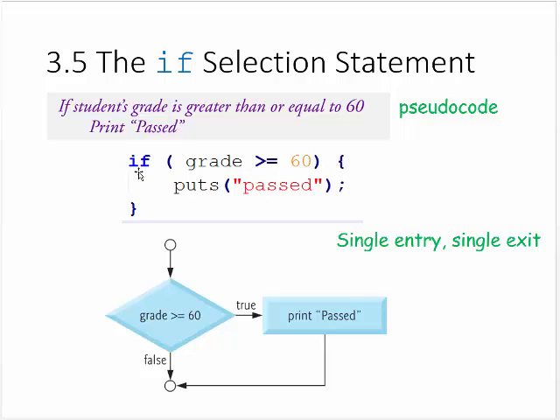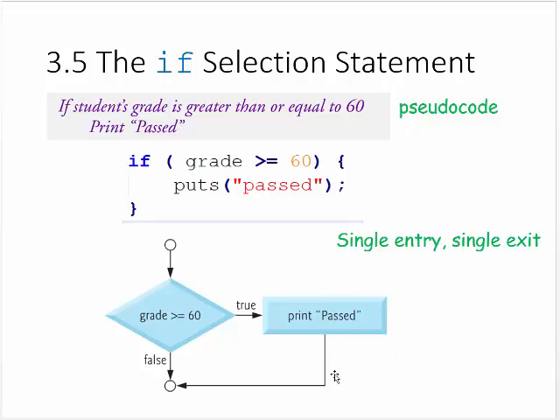Please notice it's if, then parentheses for the test, what the condition is that you're going to test. In this case, grade greater than or equal to 60. If that evaluates to true, then what's in the curly brackets gets executed. In this case, it puts passed to the console. If this test evaluates to false, or a 0, then the commands that are within the curly brackets are skipped, and the program execution continues after the curly brackets.